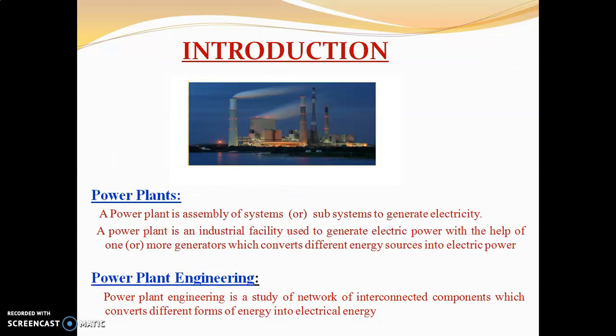First, we have to discuss some basics of power plant engineering. The power plant is an assembly of systems or subsystems to generate electricity. It is an industrial facility used to generate electrical power with the help of generators, which convert different energy sources into electrical power. Next, we are going to study power plant engineering. Power plant engineering is the study of a network of interconnected components which converts different forms of energy into electrical energy.